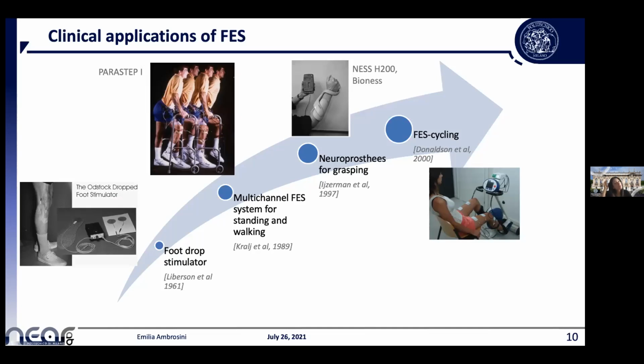In this context, the applications really start from the foot drop stimulator, but there are many others: multi-channel FES systems for supporting standing and walking in spinal cord injured people, but also for stroke, upper limb neuroprostheses for grasping, hand opening and closing, and FES cycling, where cycling is induced by functional electrical stimulation. What I want to focus on now is the use of FES cycling in the recovery of stroke patients.